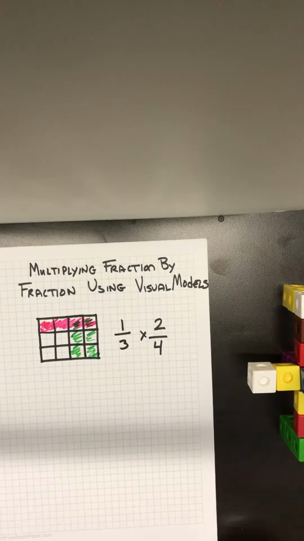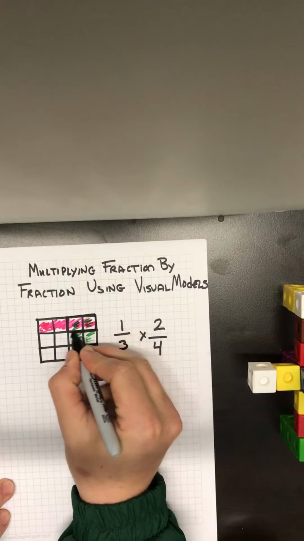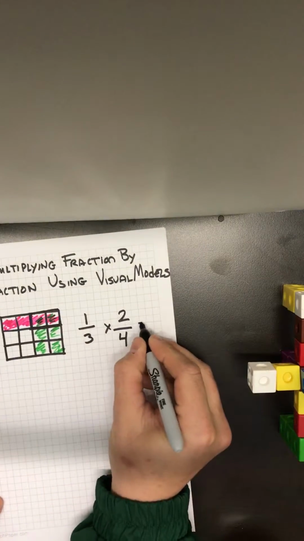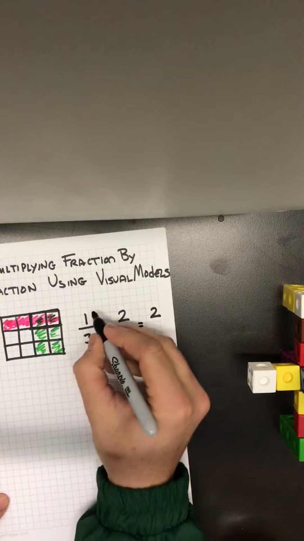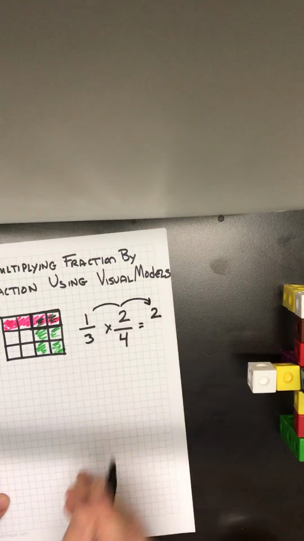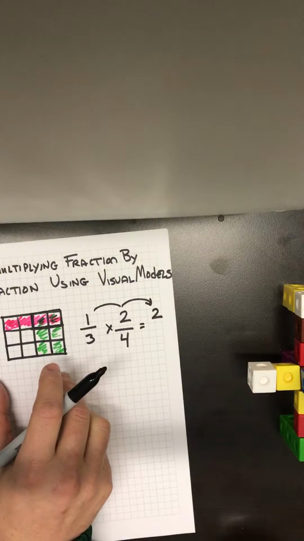So what we've done now is we've shown the part that they both have in common, as well as the total parts in the model. And it's really easy for us to see that there are two parts that overlap, and this represents our numerator of 2. Now when we learned that 1 times 2 is 2, we never really told kids why. This visual model will help us to understand the why behind it.